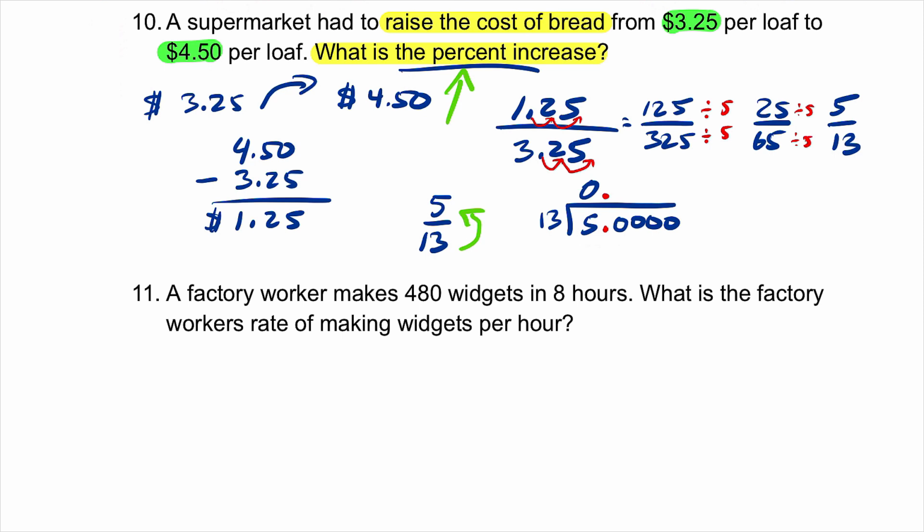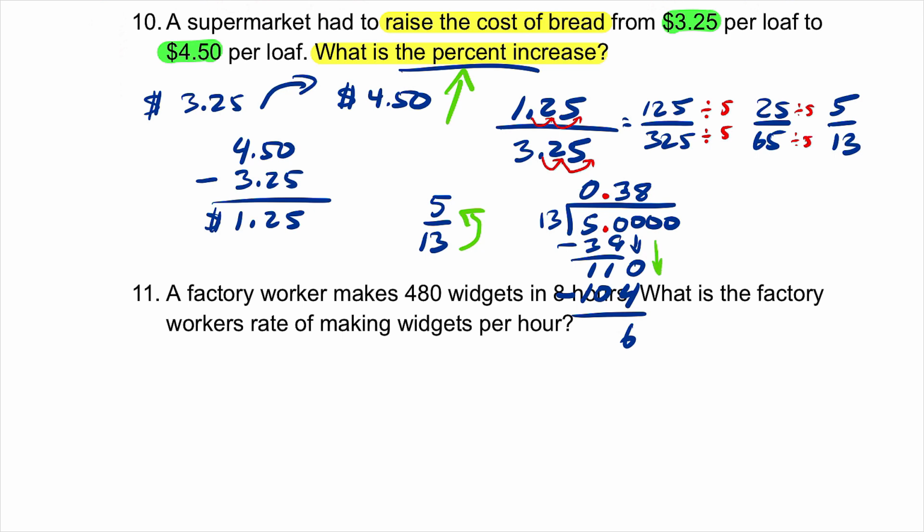Well, 13 times 3 is 39, and 13 times 4 is going to be, let's try that out, 52. So 4 is a little bit too much, so we're going to go with 3, which is 39. Subtract that, and we end up with 11. Okay, well, 13 can't go into 11, so bring down a 0, and we have 110. So 13 times 8 is going to be 104. So it's going to go in there 8 times. We got a 104, and when I subtract that, I'm left with 6.